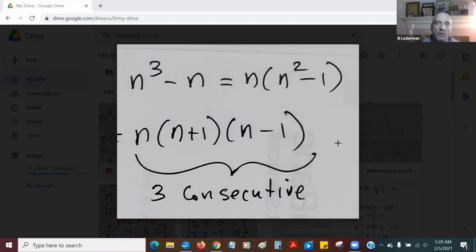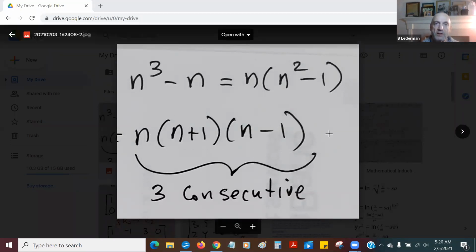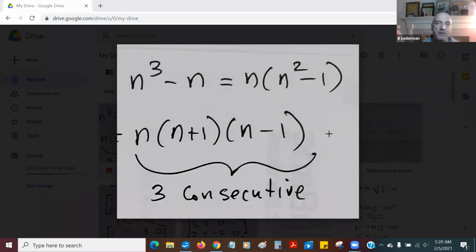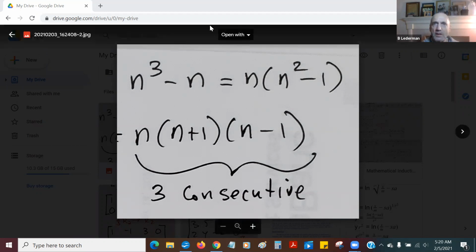Well, if we know for a fact that we have a multiple of 2 in this product, and we also have a multiple of 3 in this same product, that means that the product is divisible by 6, because 2 times 3 equals 6. I'm pretty sure I learned that in elementary school. Let's take a look at the test of this.